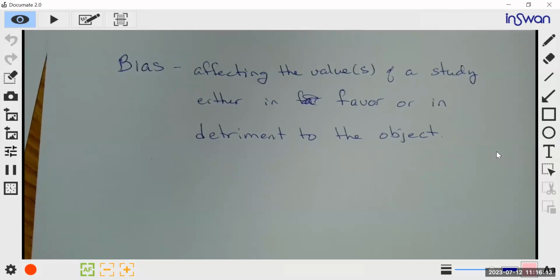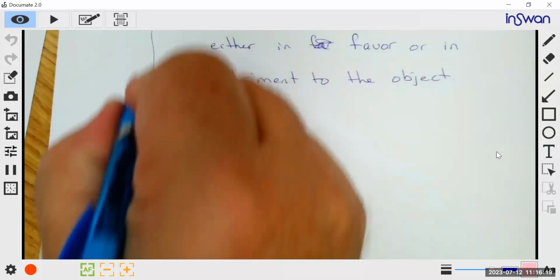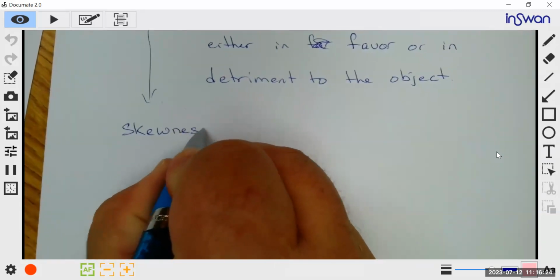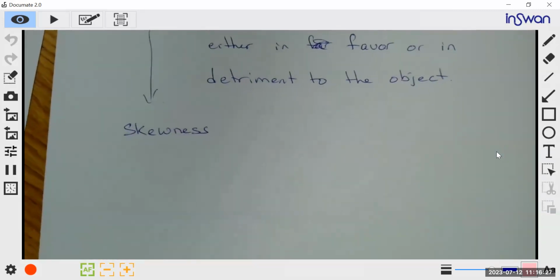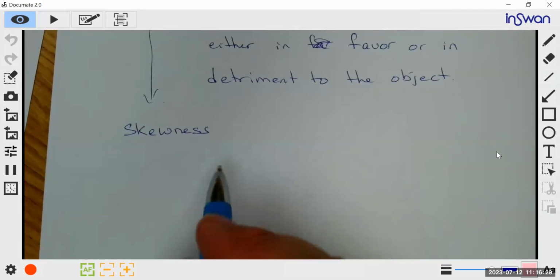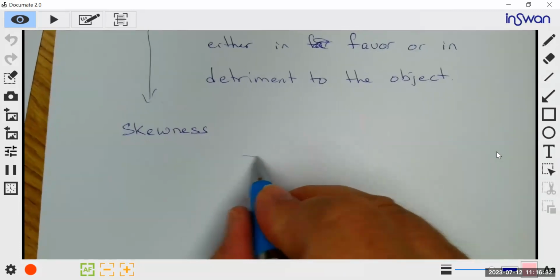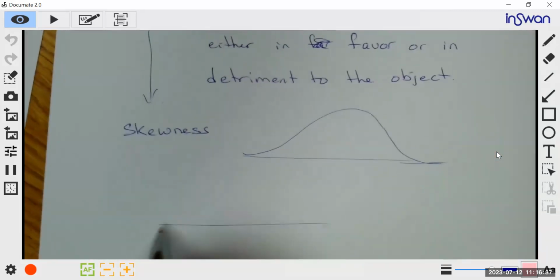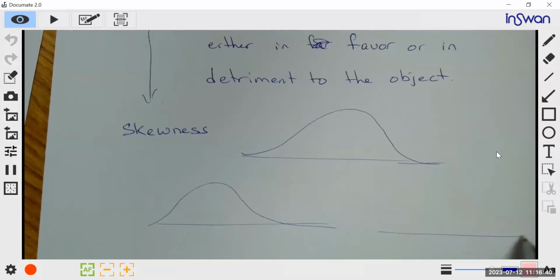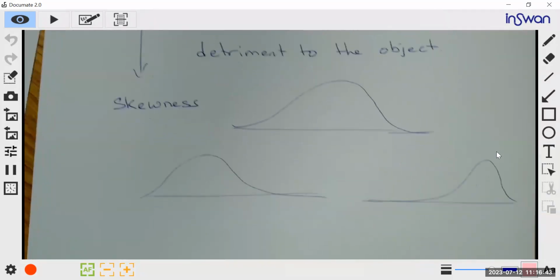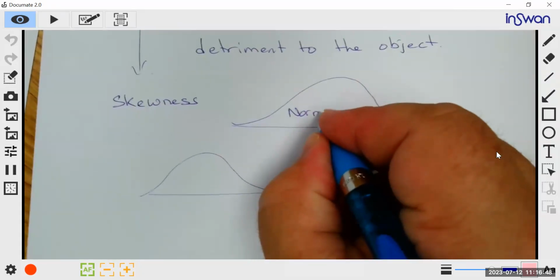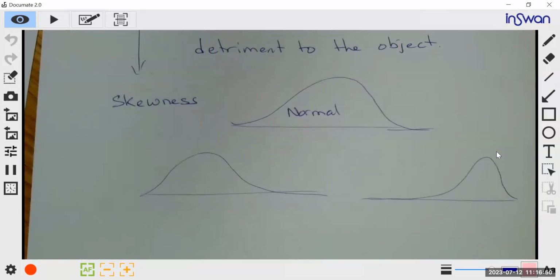Well, we're going to look at next chapter when we start graphing our data. A type of bias we look at is called skewness. You ever hear that word? Something skewed? This is what it's supposed to look like. This is what we call normal. Normally distributed data.